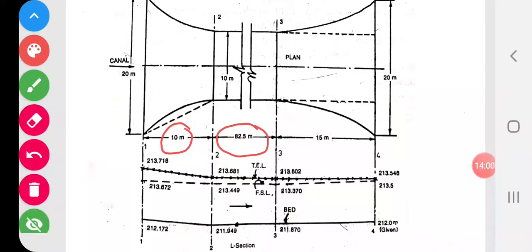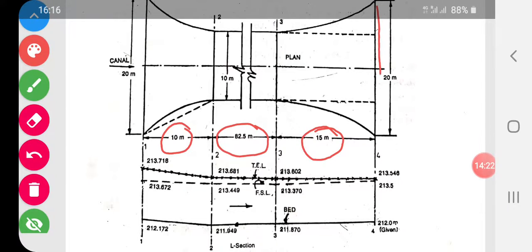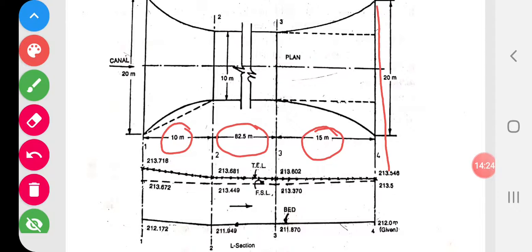Transition length means the length from 1 to 2, 10 meter. That is the contraction length. And after that we are going to determine 15 meter, that is the expansion length. And after that we are going to determine, one by one, what will be the velocity at section 1. So at every section: section 4, section 3, section 2, section 1.